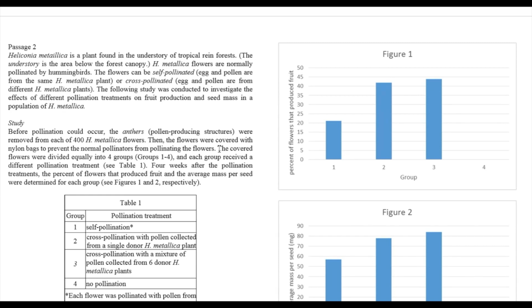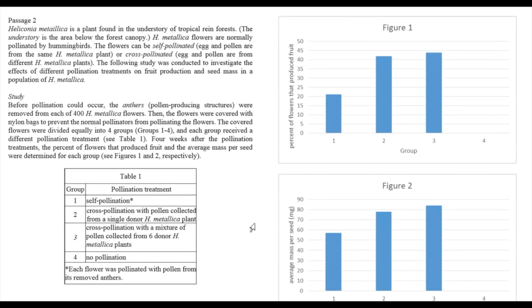So this means that within these bags and within these flowers, they only had a certain amount of pollinators, and they closed it off with the nylon bags to prevent any external pollinators from coming and pollinating the flowers. So let's examine the table here and see what the pollination treatments were used for the different groups and see how effective the nylon bag was at preventing external pollination.